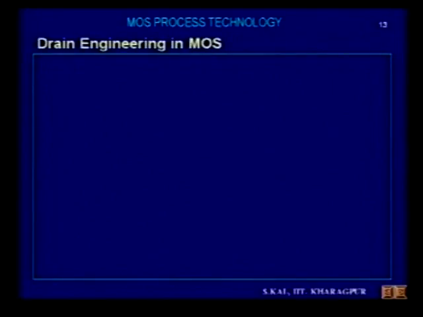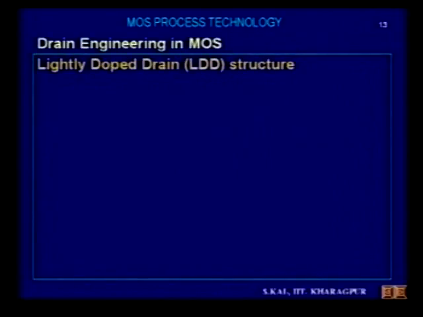Now, how to remove those problems? Those problems are removed by drain engineering. There is a topic in MOSFET which is known as drain engineering, and here one solution is a lightly doped drain structure, which is known as the LDD structure.